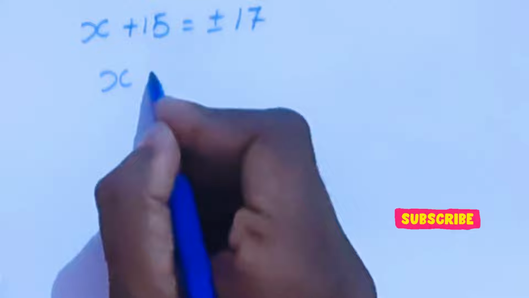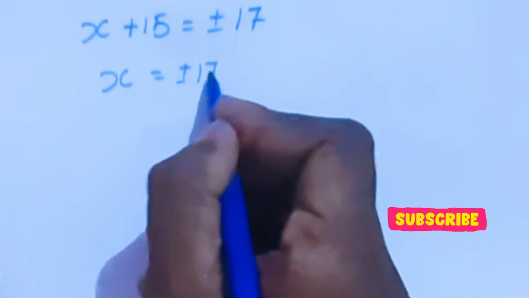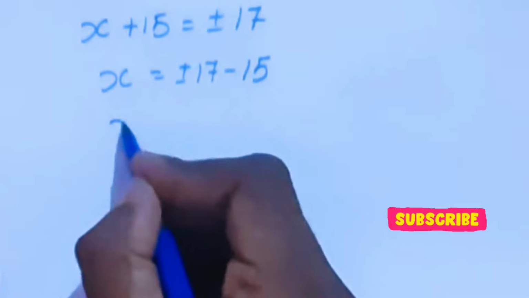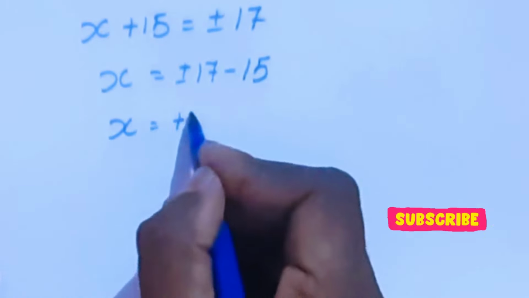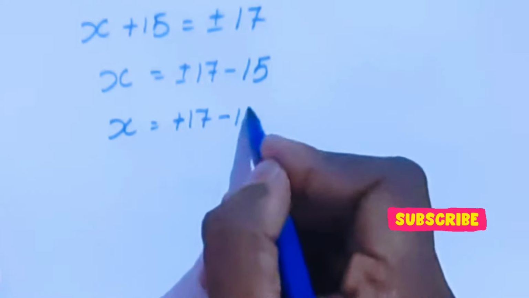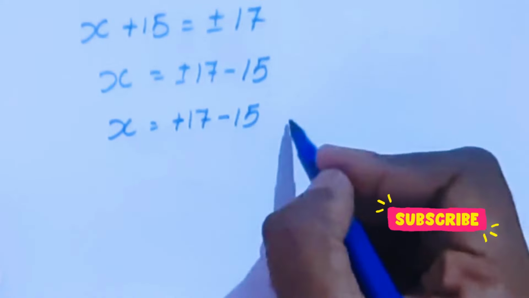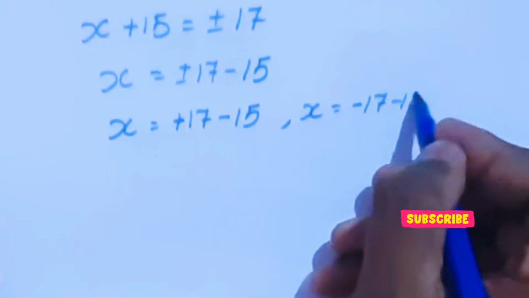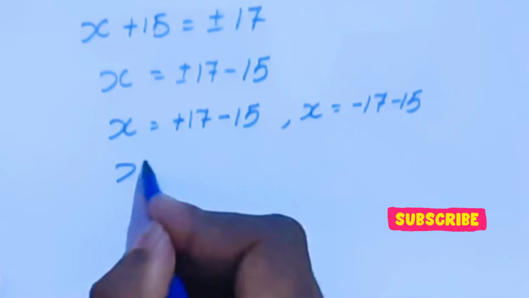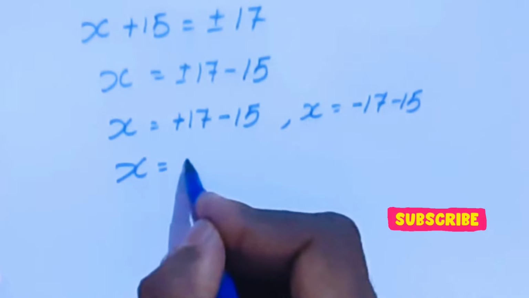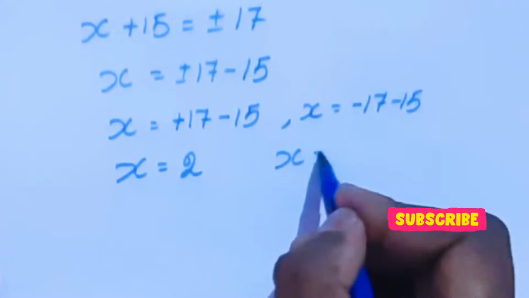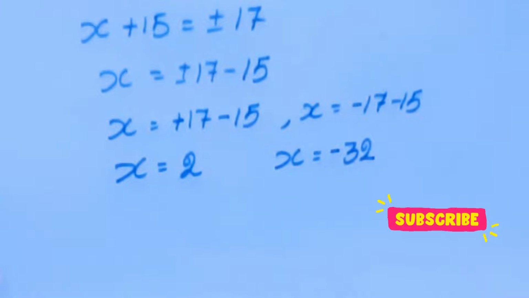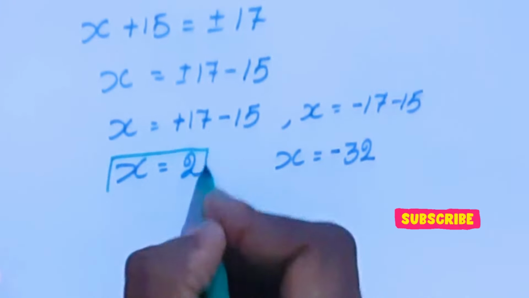So x = ±17. We are moving this 15 to the right hand side, so minus 15. So x = +17 − 15. This is the one. The other one is x = −17 − 15. From this x = 2. Here x = −32. This is the possible answer in the third method.